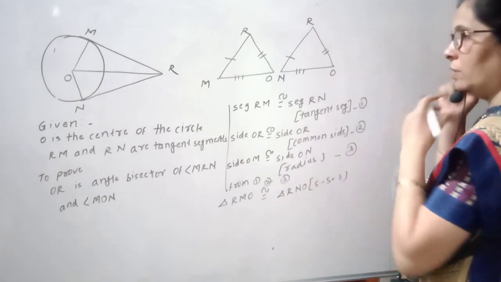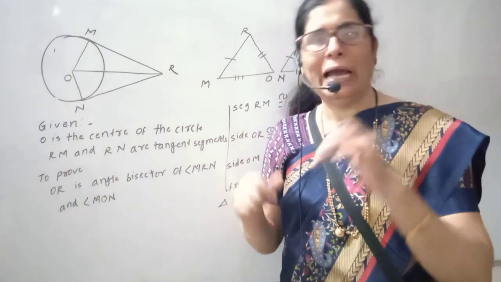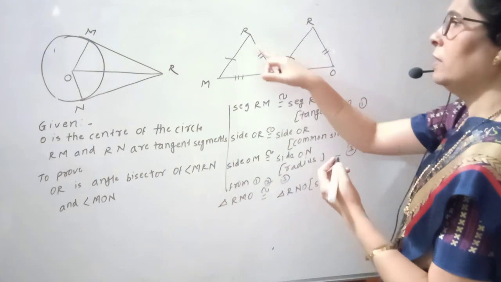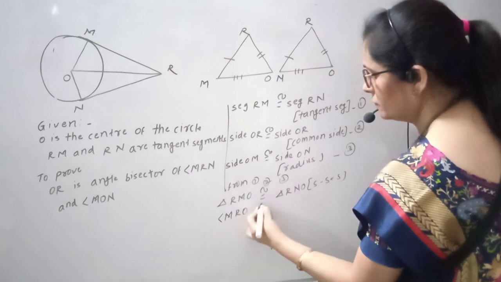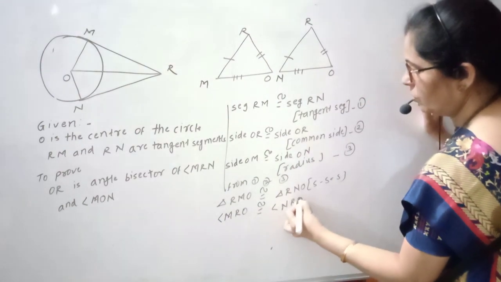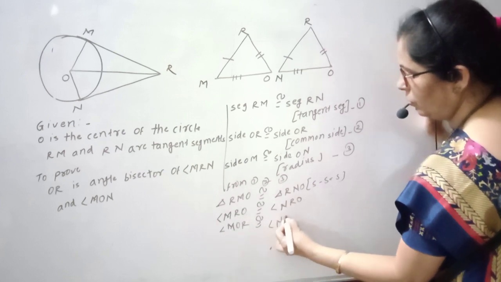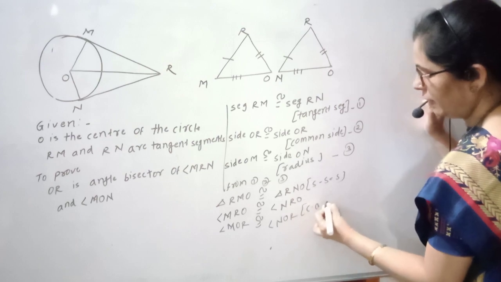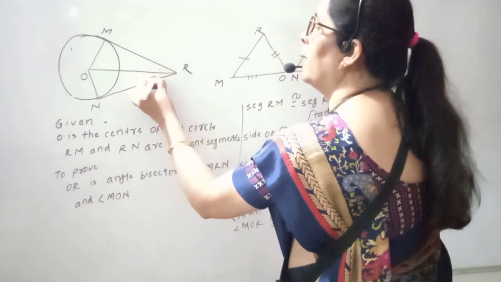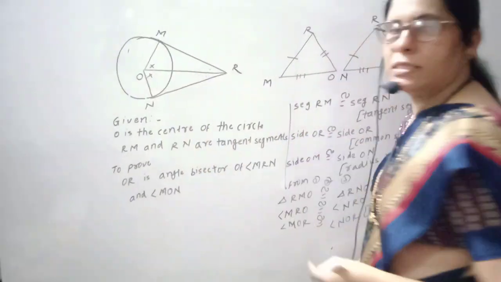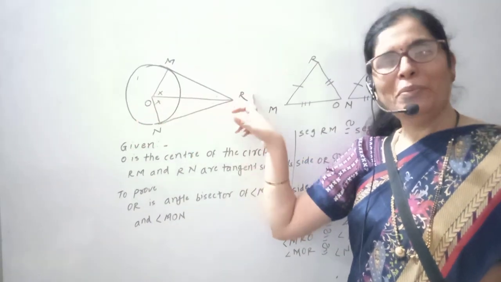SSS test. SSS test means three sides are congruent, so the three angles are also congruent. Means what? Angle MRO is congruent to angle NRO, and angle MOR is congruent to angle NOR. How? Corresponding angles of congruent triangles. Here we have proved that these two angles are congruent and these two angles are congruent. Means OR is the angle bisector.